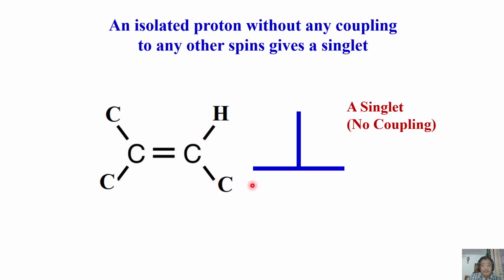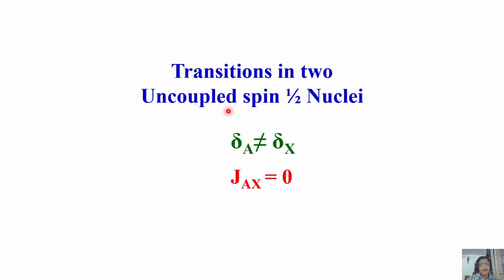I have put a proton here, and carbon with some X, Y, Z attached here. None of them couples to this proton. Then how many peaks do you get? Only one peak. It is a singlet. That is an example. Now we already discussed transitions in an uncoupled spin system.